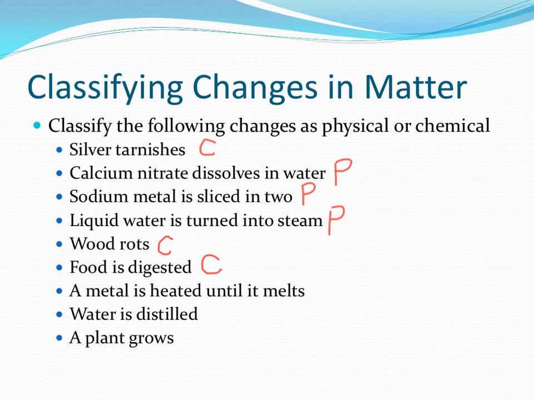A metal is heated until it melts. This is once again a phase change. Therefore, it is a physical change, going from solid metal to liquid.